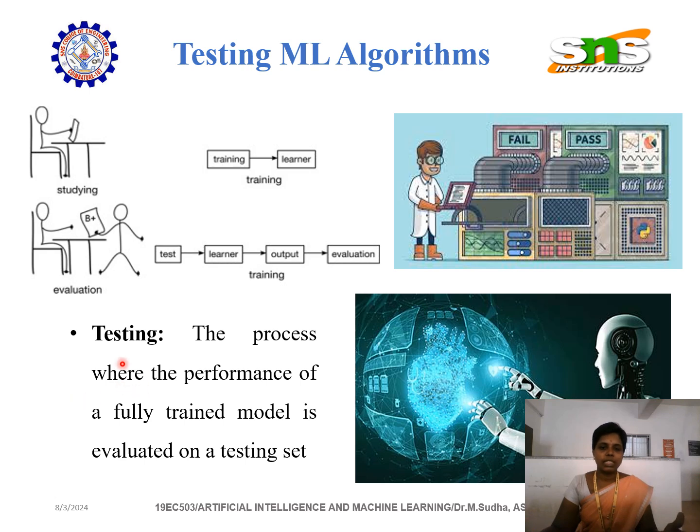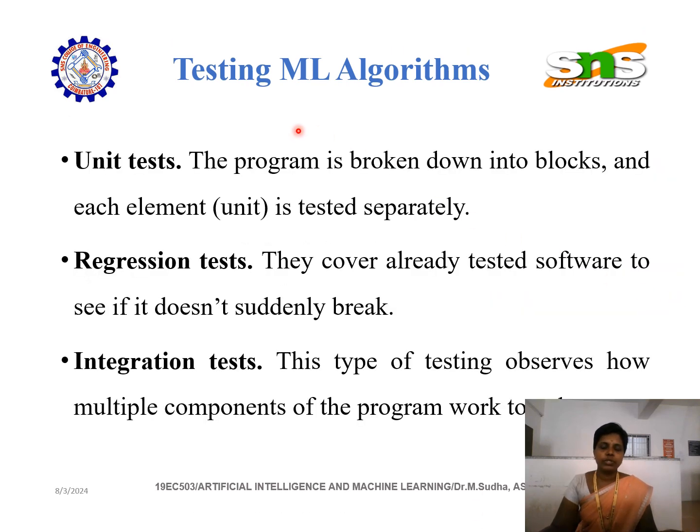So the definition of testing: the process where the performance of a fully trained model is evaluated on a testing set. Next. Usually, the testing of machine learning algorithms has three main categories. The first one is unit test, the second one is regression test, and the third one is integration test.